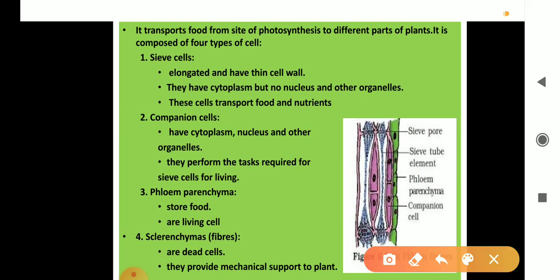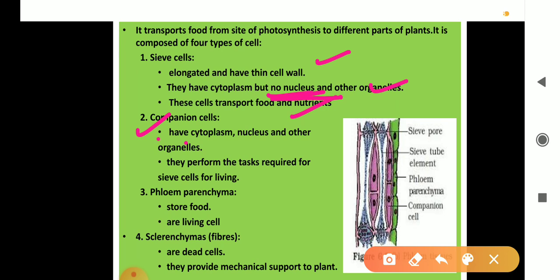Now see the characteristics of sieve cells. These are elongated and have thin walls. They have cytoplasm but no nucleus, and these transport the food and nutrients. One most important character of the sieve tube cell is that they do not have a nucleus. Then the companion cell: the nucleus of the companion cell governs or controls the activities of sieve tube cells.